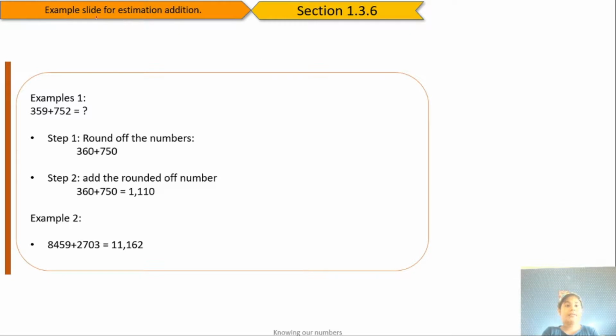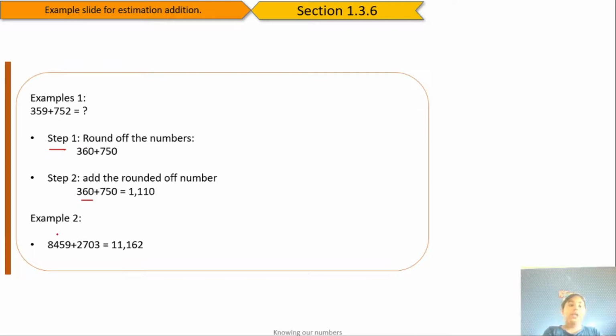Example slide for estimation addition. Example 1. So I have taken some small numbers. It is 359 plus 752. Round off the numbers. This is our step 1, which gives us 360 and 750. Step 2. Add the rounded off numbers. When we add these two numbers, we get 1,110. So this is our rounded off answer. It's not the exact answer, but it gives us a fair idea of what it is.